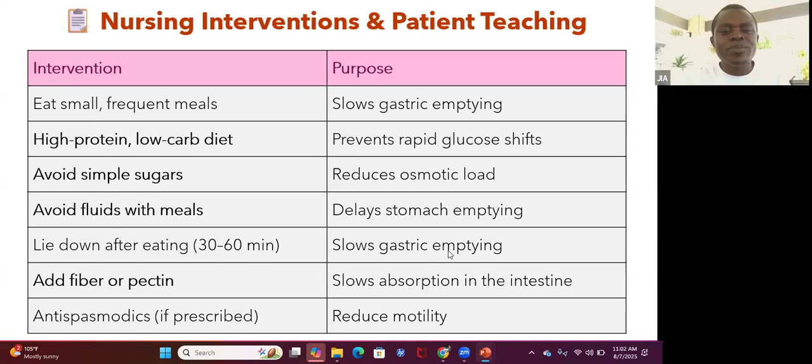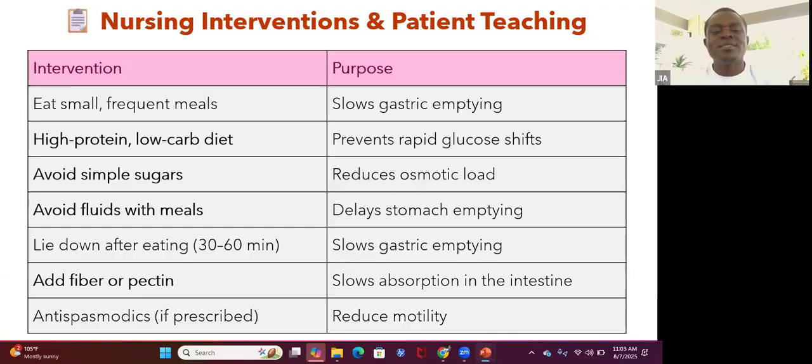All right. Then you lie down after eating, between 30 to 60 minutes at least, so up to about 1 hour. The primary goal is what? The primary goal is to slow gastric motility.